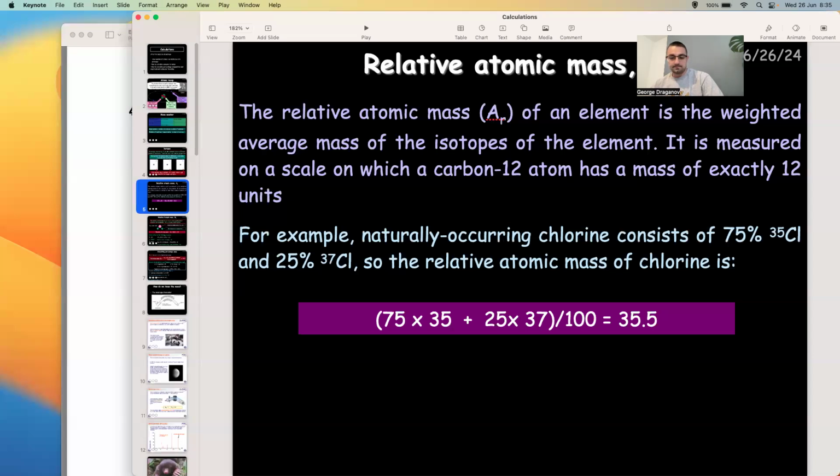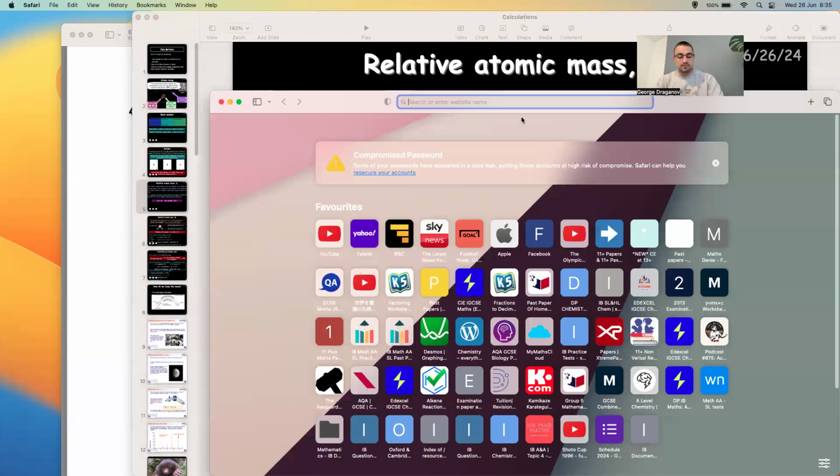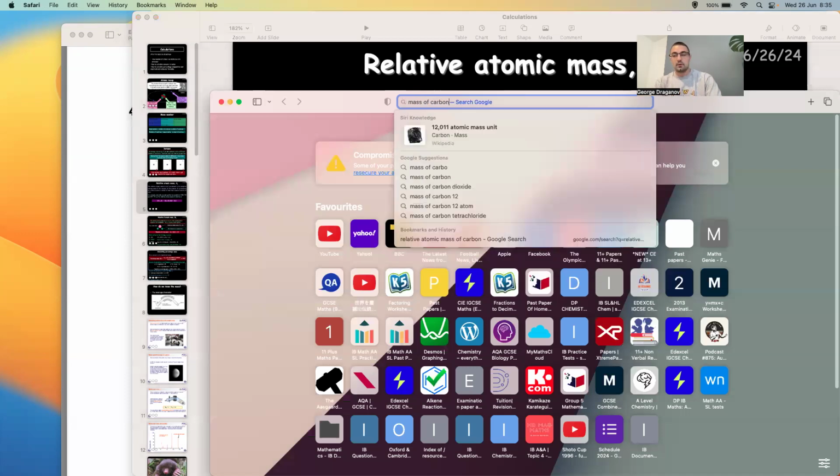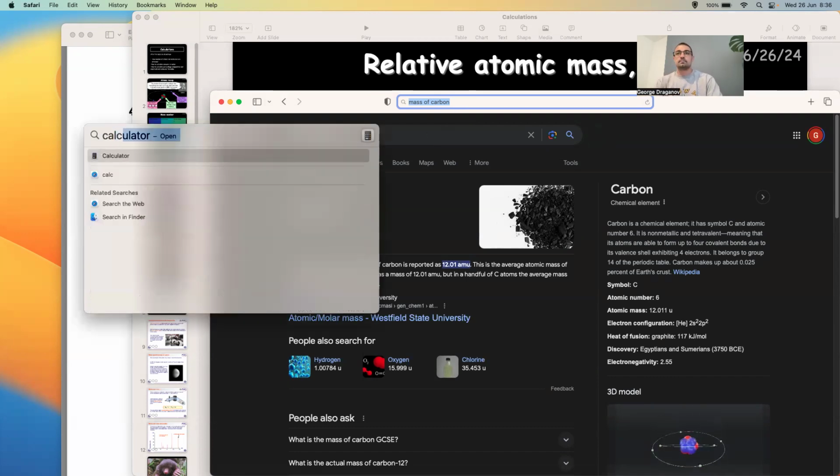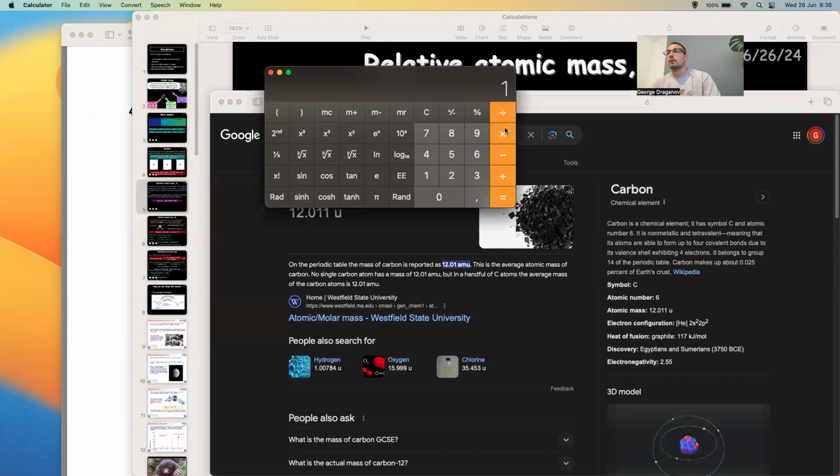Let me show you. If you go mass of carbon, 12.011. If you take 1/12 of that on your calculators, 1 divided by 12 times 12.011, we'll get 1.30 and then 9.